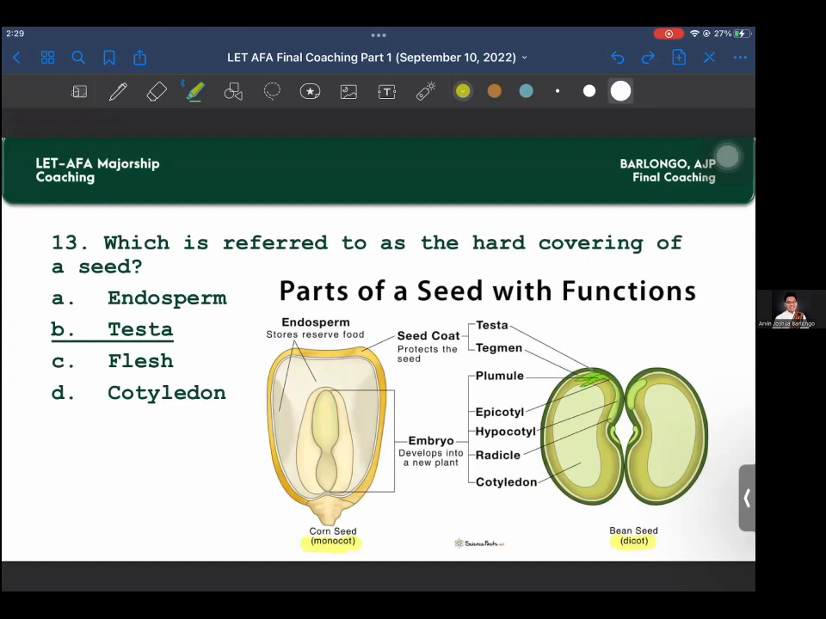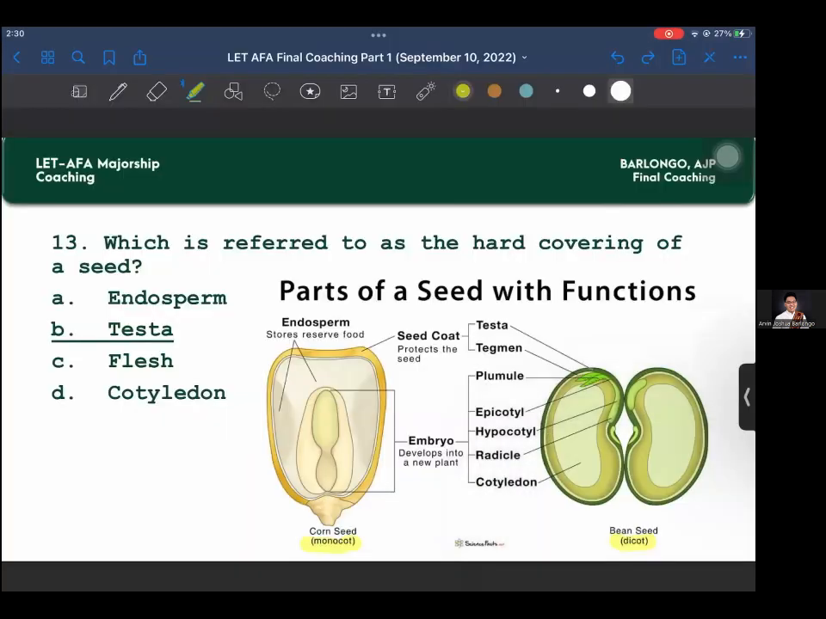Nawala ba? Wait lang. I think nawala ako. Okay. Mag-share content ulit ako. Alright.